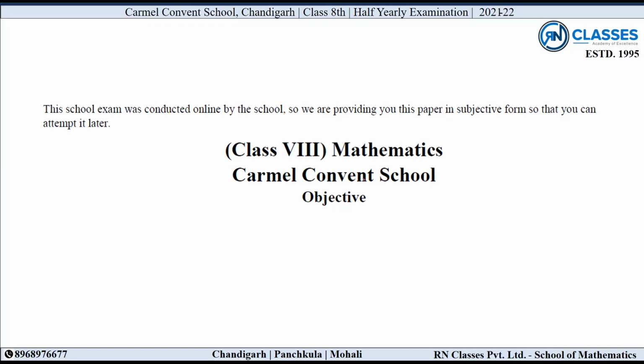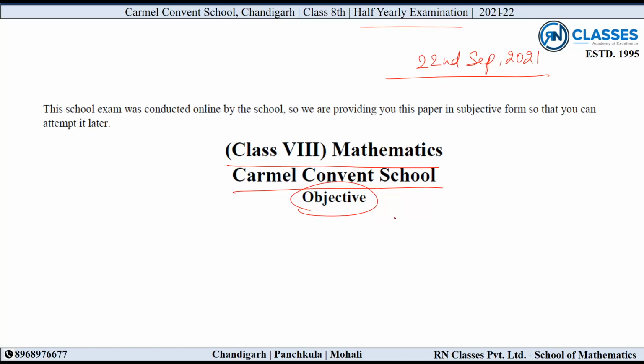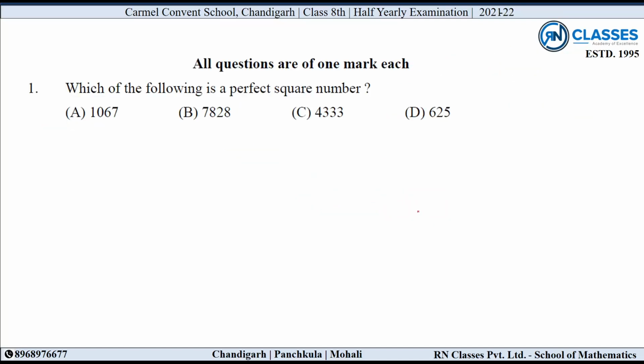The school name is Carmel Convent. Class 8th Mathematics Examination, date 22nd September 2021. So it was a half-yearly examination and I'm going to discuss the objective part with you first. Let's jump on. Question number 1 to question number 15 were all 1 marker each.